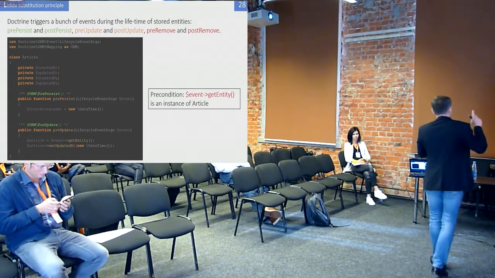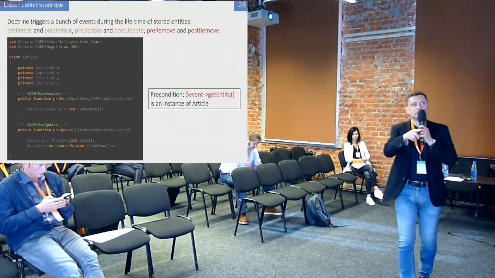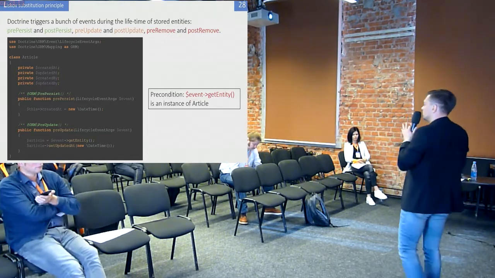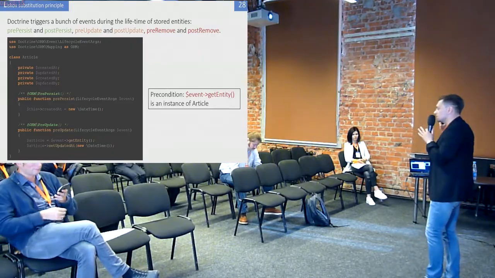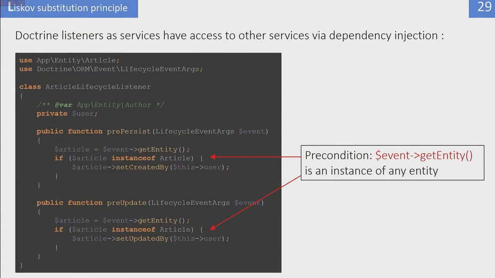If we would like to initialize the fields createdBy and updatedBy with an object of the currently authenticated user, we cannot do this from inside Article because this is a simple plain PHP class. It has no access to services, to the service container, to get the currently authenticated user. So in this case we must create a separate listener which has access to the currently authenticated user. But the preconditions of these listeners are different. Because these listeners are invoked when these events happen to any of the entities, we must explicitly verify the type of the entities.